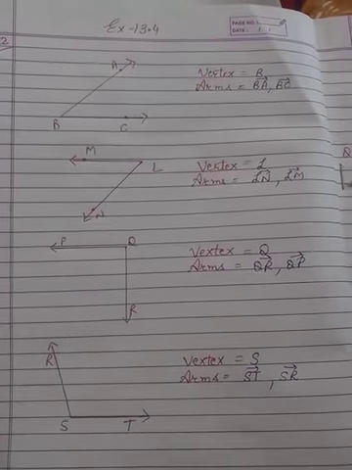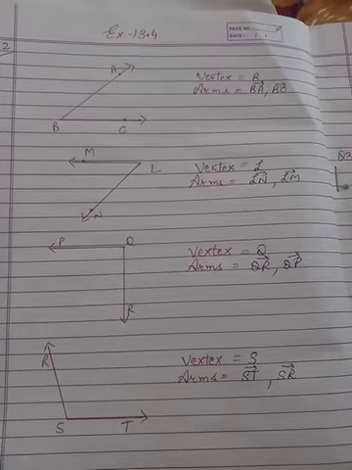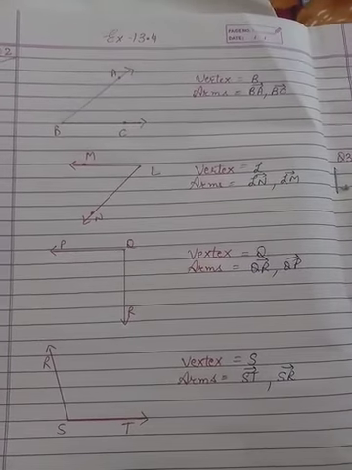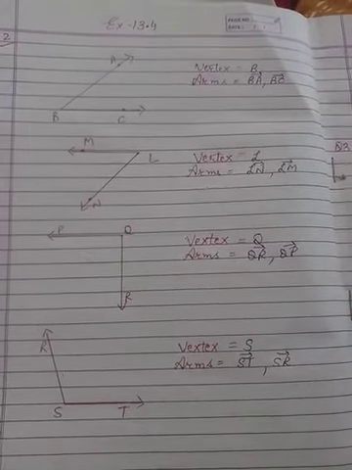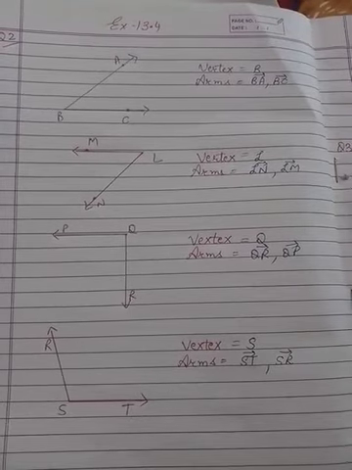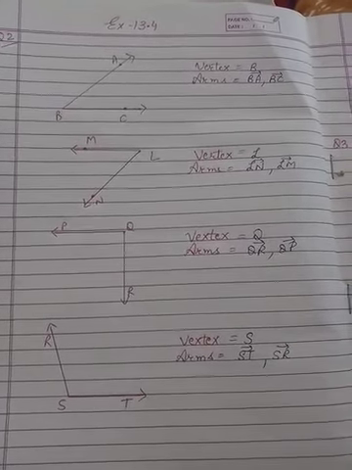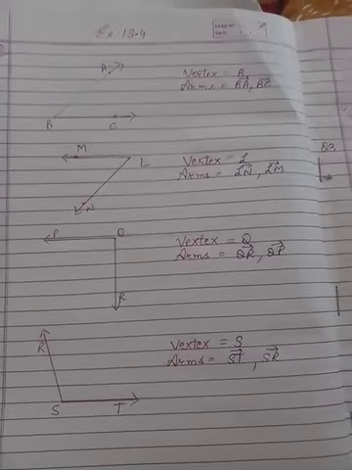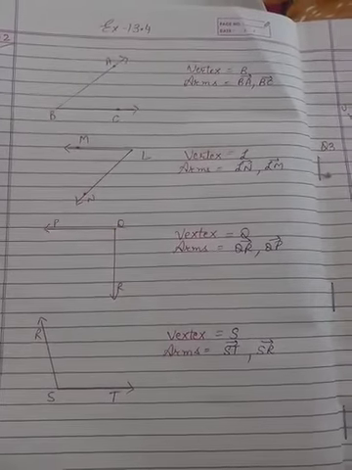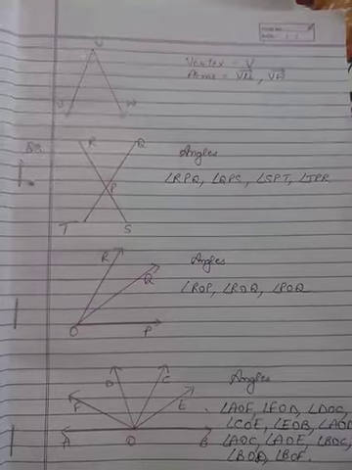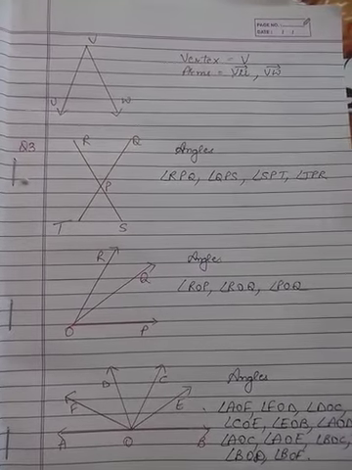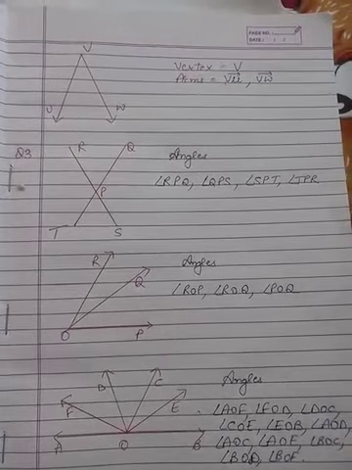Now next, for question number 2, vertex is L and arms are LN and LM. And for question number 3, vertex is Q and arms are QR and QP. Last, vertex is S and arms are ST and SR. Now move to the next question, last part. For the last part, vertex is V and arms are VU and VW.